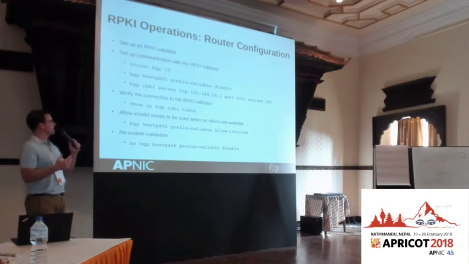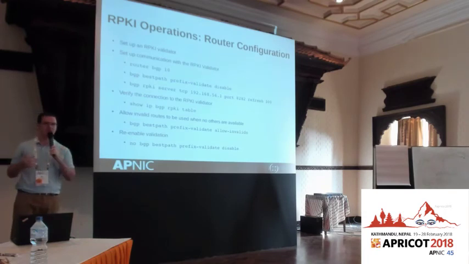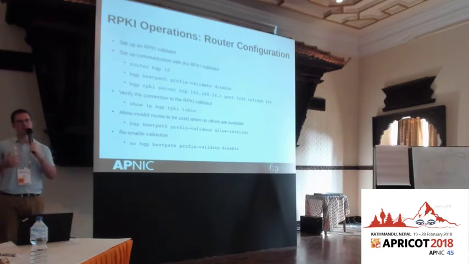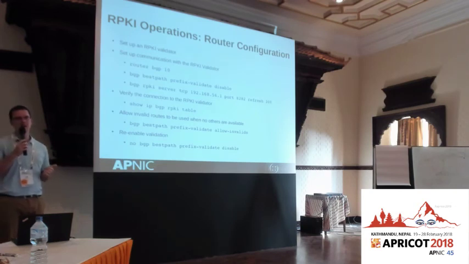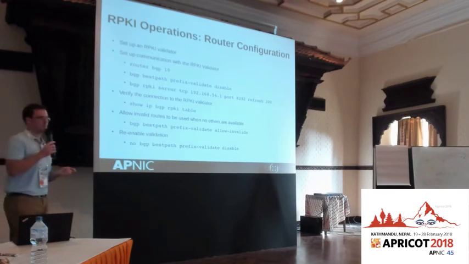And now we step through the router side. So the first step here is to set up a validator. There are three different software suites you can use. One is RIPE's validator. Another one is the rpkow.net software mentioned earlier. And there's also one called Ripster, RPSTIR, which can be used too.